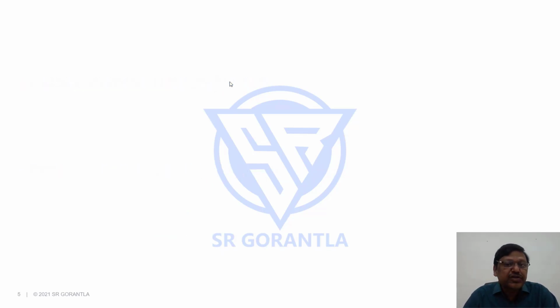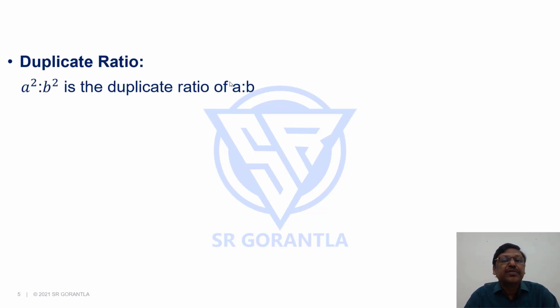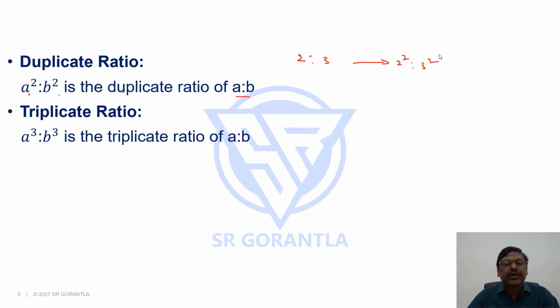There are a few terms that we should be familiar with in ratios. The first one is duplicate ratio. Duplicate ratio is nothing but square. A square is to B square is the duplicate ratio of A is to B. 2 is to 3. What is its duplicate ratio? It means 2 square is to 3 square. Similarly, triplicate ratio means cube. A cube is to B cube is the triplicate ratio of A is to B. 2 is to 3. What is the triplicate ratio? 2 cube is to 3 cube.